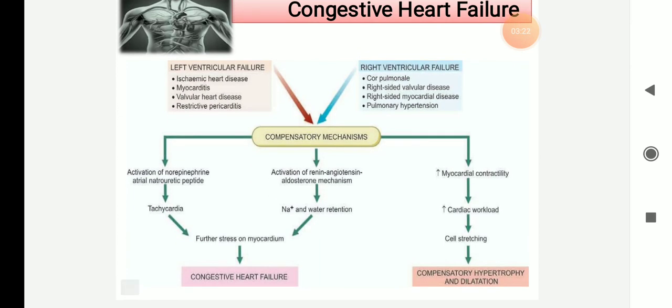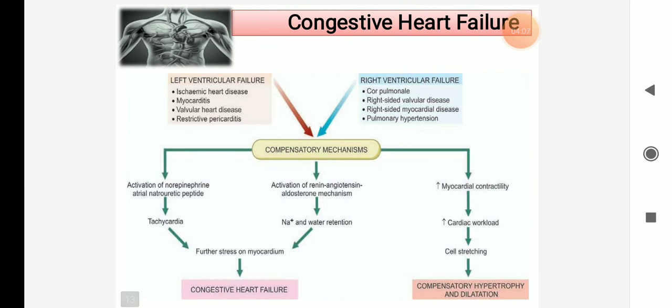Okay, in left ventricular failure or right ventricular failure or both, the compensatory mechanism is activation of norepinephrine and atrial natriuretic peptide, then tachycardia is induced, and it produces further stress on the myocardium. Then congestive heart failure takes place. The second mechanism is activation of the renin-angiotensin-aldosterone mechanism, where sodium and water retention is induced and it produces further stress on the myocardium. Then congestive heart failure is observed.